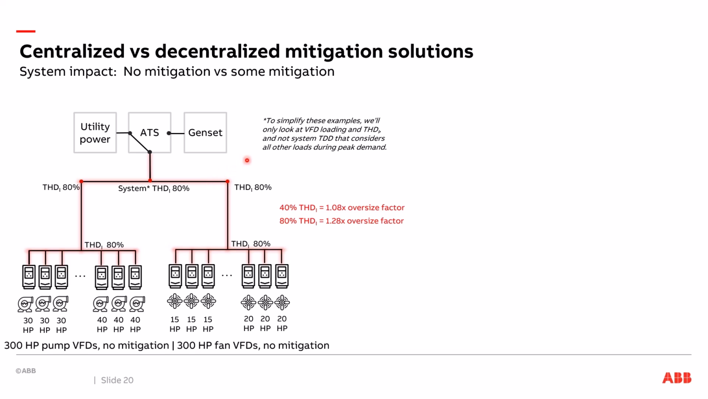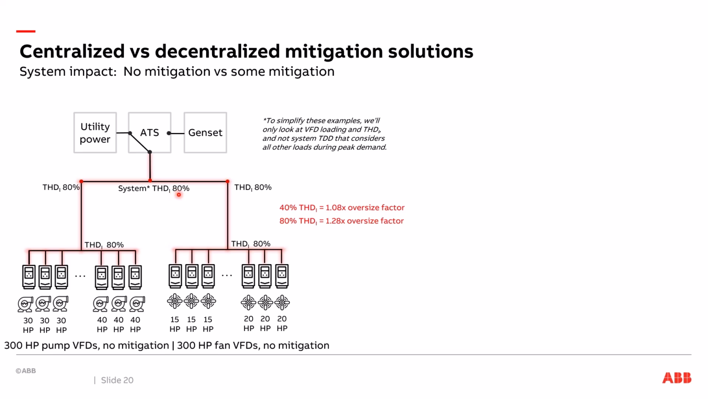As a starting point, everything I'm going to look at is total harmonic distortion from the current aspect. I'm not going to talk about other loads in the facility, at least not at first, just to be able to do an apples to apples comparison. First off, I'm going to assume a bunch of drives. I have 300 horsepower of pump drives on this side, and 300 horsepower of fan VFDs on the right side, and we're going to assume no harmonic mitigation at all. That means each individual drive, if I measured it at the lugs, would be at 80% current distortion. For my simplistic example, I'm going to exclude all the other loads in the facility. And you can see that all the way up to here, I have 80% current distortion.